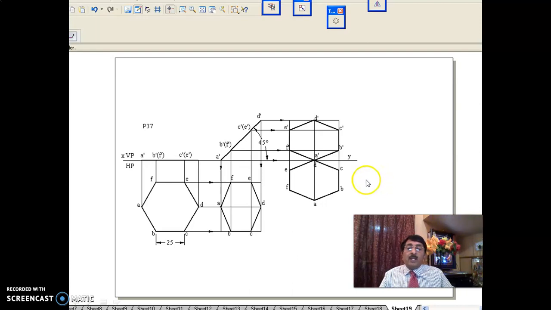I keep repeating. Okay. Now anyway, the problem gets over at this stage, and this is the end of session 8. We'll continue in session 9.